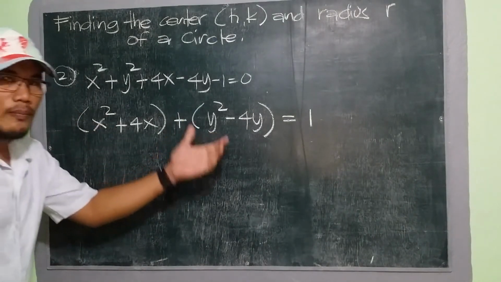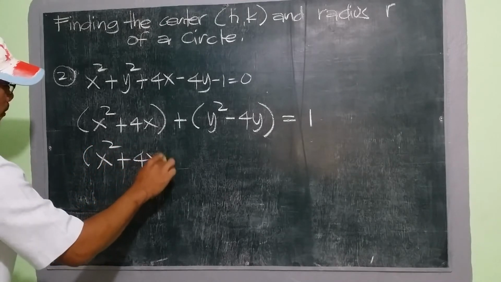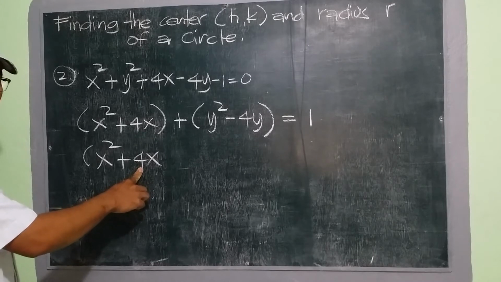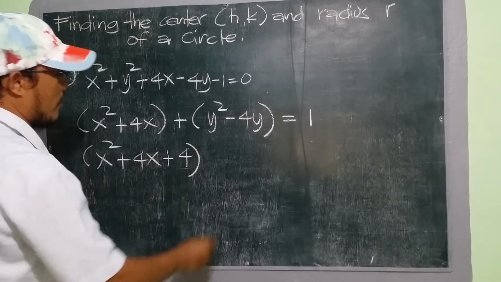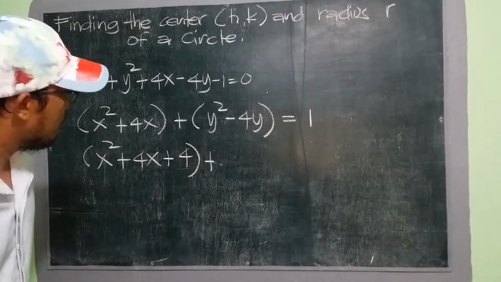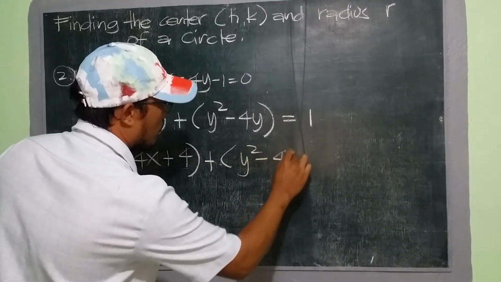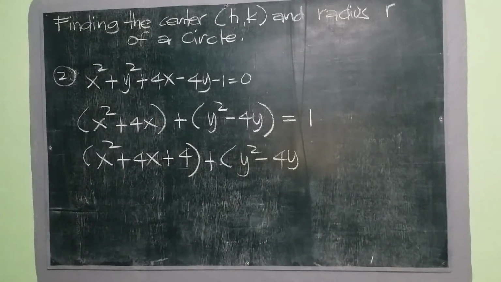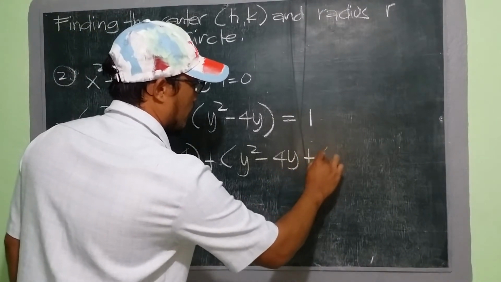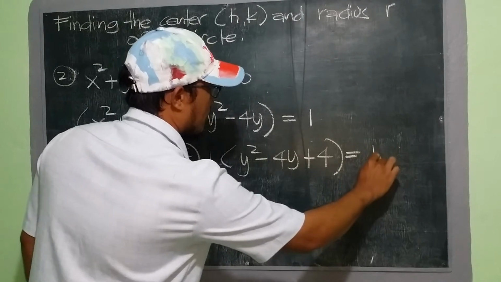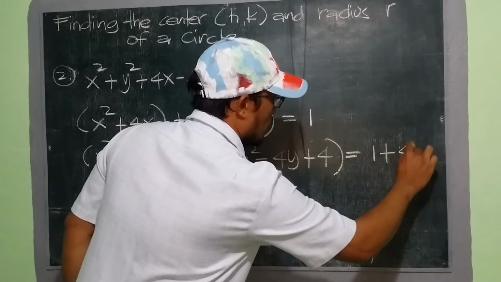Next step is to complete the square. We have x squared plus 4x. 4 divided by 2 is equal to 2, and then 2 times 2 is 4. So we need 4 to complete the square. Plus, next we have y squared minus 4y. Still we need to complete the square. So 4 divided by 2 is 2, 2 times 2 is 4. So we have 4, and then equal to 1. Since we added 4 and another 4, we're going to add 4 and 4 on the other side.